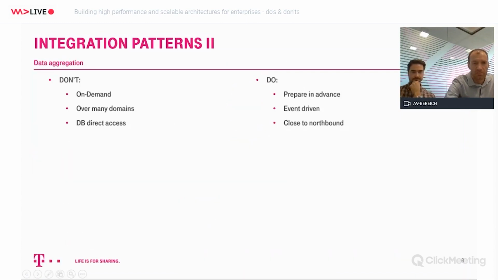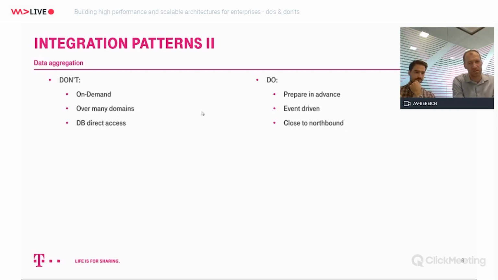Okay, so other things regarding data aggregation and data consolidation: don't do it on demand. This is more, let's say, applicable to backend-for-frontend layers or frontend-closer APIs. Don't try to do on-demand or on-the-fly aggregation of domains. Try to set up a domain and prepare it how you see fit. Don't try to do aggregation over many domains. It really means that you did something wrong.